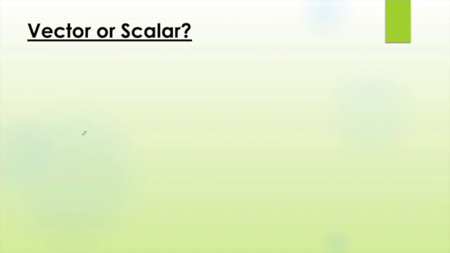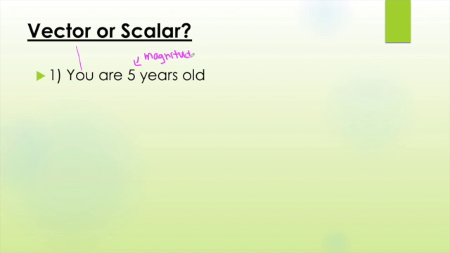You're just going to try to figure out if it's a vector or a scalar. You are 5 years old. You're looking for both a magnitude and a direction. Well, we have a magnitude, we have a size, but do we have a direction? No, so it has to be scalar, because we have no direction.